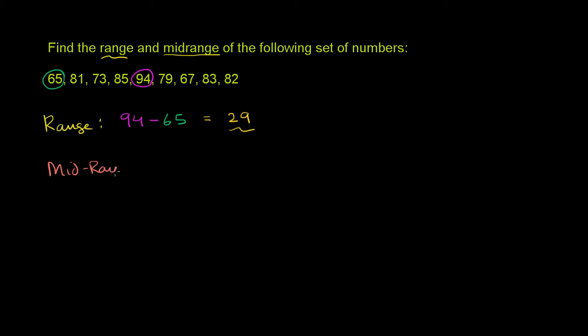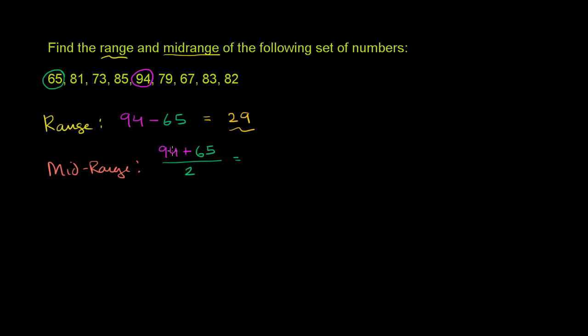Midrange. And what you do with the midrange is you take the average of the largest number and the smallest number. So here we took the difference, that's the range. The midrange would be the average of these two numbers. So it would be 94 plus 65. And when I talk about average, I'm talking about the arithmetic mean over 2.